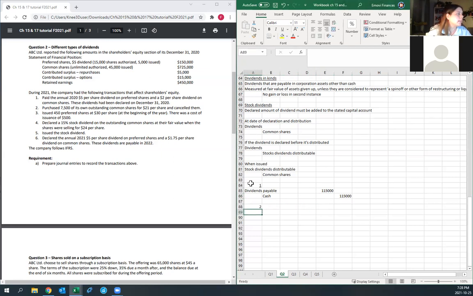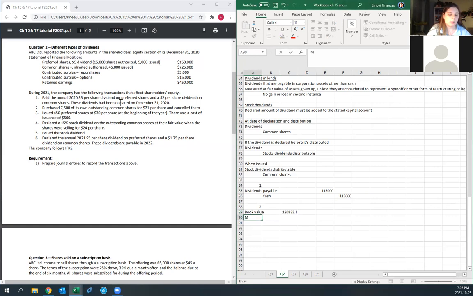For the second, they purchased 7,500 shares of its own outstanding common shares for $21 per share and canceled them. So this is what I was talking about. First, we're going to find the book value of all the shares that were purchased. So the book value is $725,000 here, divided by 45,000. So you get the unit price times 7,500 shares that are repurchased. So that's the book value.